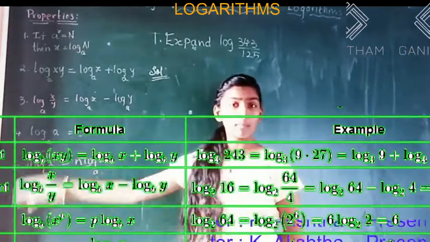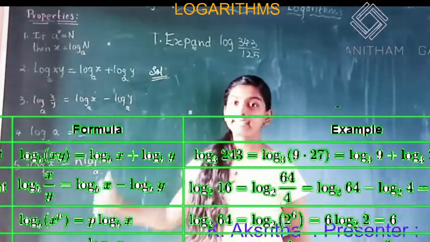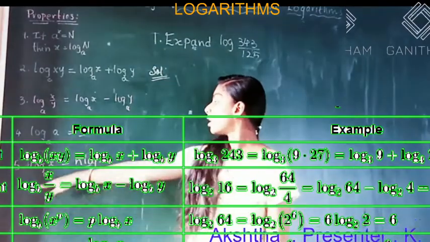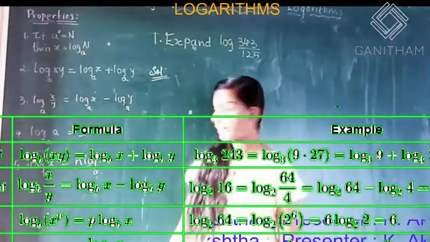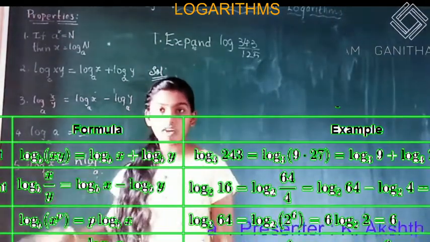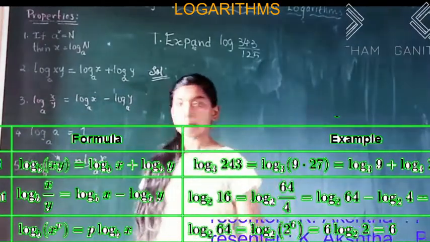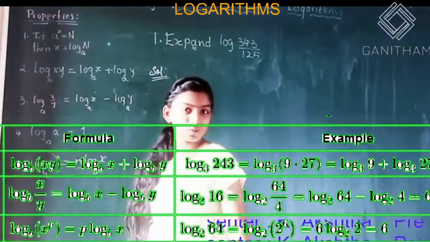And what is the fourth formula we have? Log a to the base a is equal to 1, and the last formula we have is that log x power n to the base a is equal to n log x to the base a, as n goes forward. So these are the five properties based on logarithms. So now with these properties, let us do some problems.